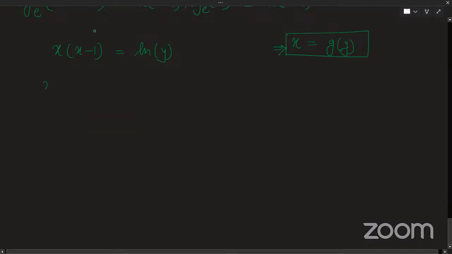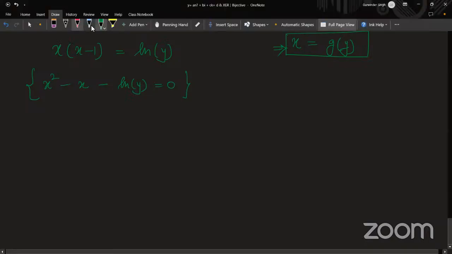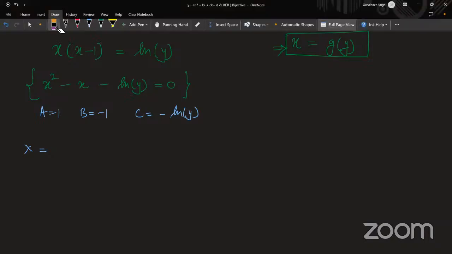So taking it out this side, it is x square minus x minus ln y is equal to 0. So I will need to solve this quadratic equation. How will I solve it? Just use the formula directly, minus b plus minus under root b square minus 4ac. So my a is equal to 1, b is equal to minus 1, c is equal to minus ln of y.